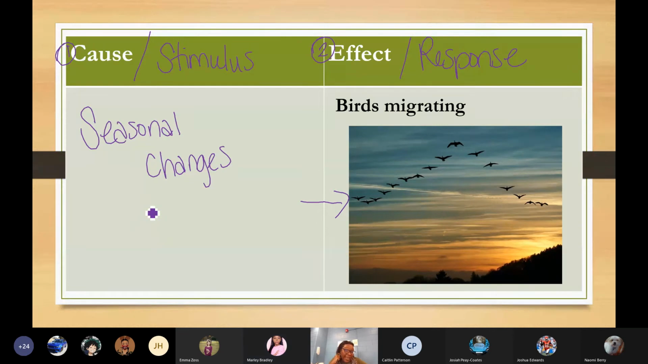When the seasons change, that makes food less readily available for birds. And so they have to move to places where food is more available. So the real reason why certain birds migrate is because of the seasons changing.